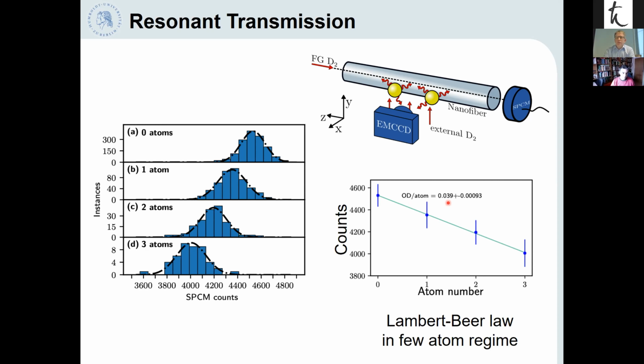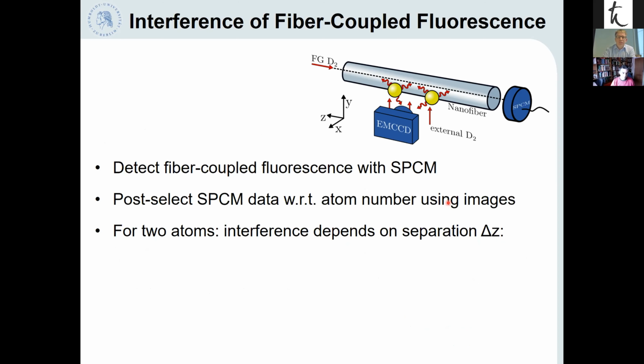Okay. So now let me come to a second experiment that we performed, taking advantage of our capability of not only knowing the number of atoms, but also knowing where they are. Here we looked at the interference of the light that is scattered off the atoms and then coupled into our nanophotonic waveguide. We detect the fiber-coupled fluorescence with our single photon counting module, and we then post-select the SPCM data with respect to the atom number, using the images that we can take to count the atoms, and then look at those runs where we had 2 atoms present.